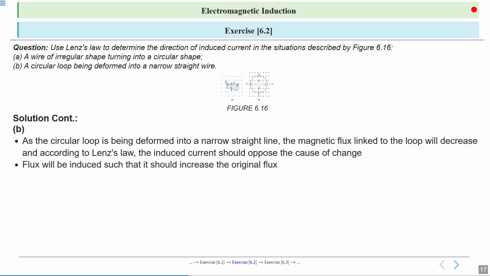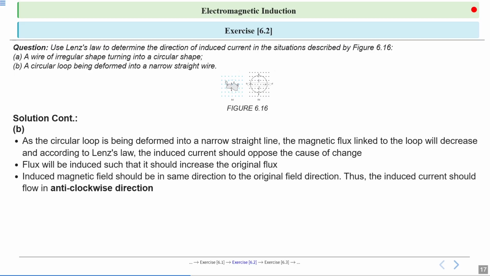So flux will be induced such that it will increase the original flux. It will support the original flux so that it can neutralize the effect of the decrease of original flux. Induced magnetic field lines should be in the same direction as the original field direction. The original field direction is represented by a dot here, which means it is in the outward direction. So the induced magnetic field should be in the outward direction.